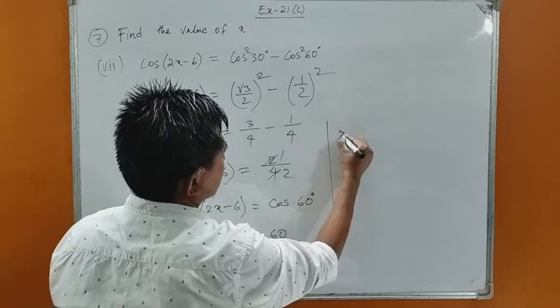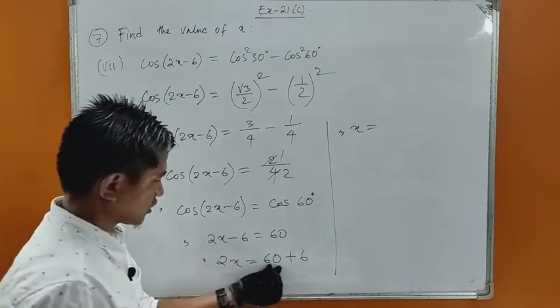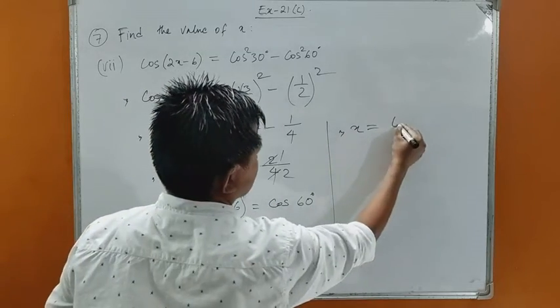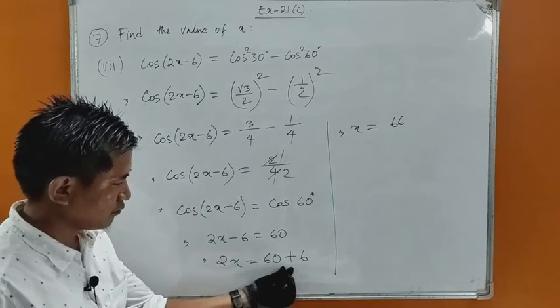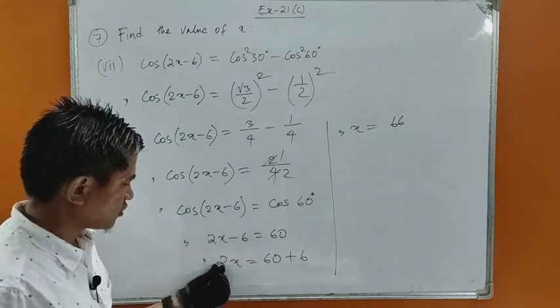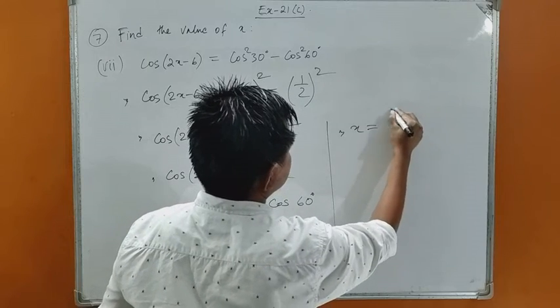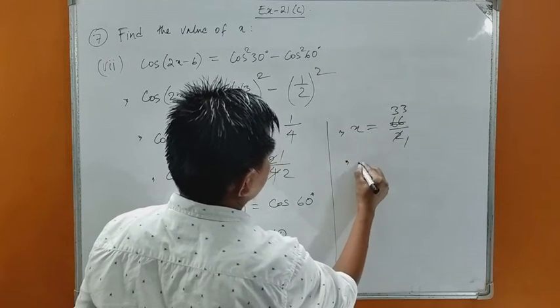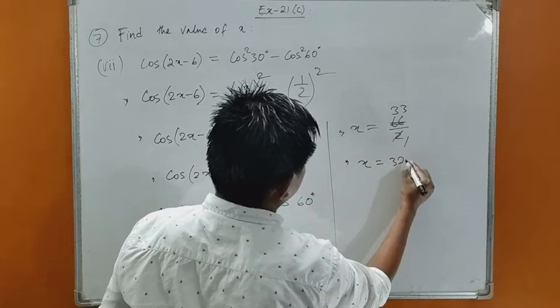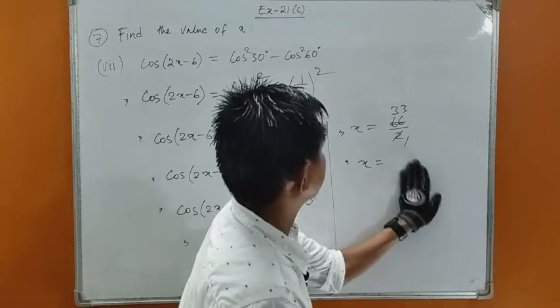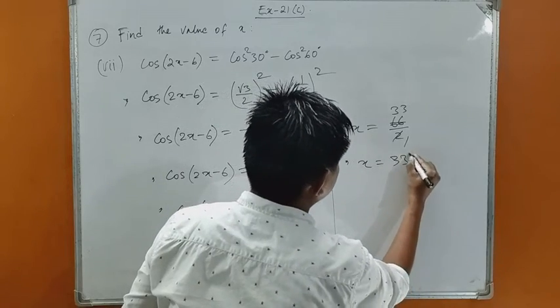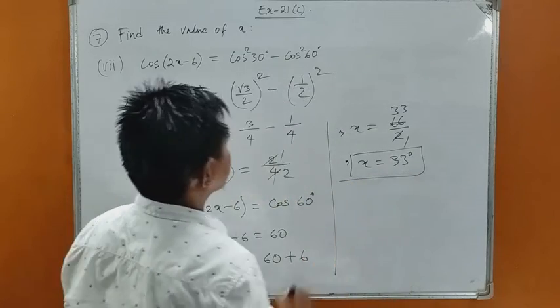Let me continue here. Or x equals, 2x equals 60 plus 6 is 66, isn't it? 60 plus 6 is 66. This 2 goes to the denominator. 2 1s are 2, 2 3s are 6, 2 3s are 6. Or x equals 33 degrees. Okay, let me write properly. Okay, 33 degrees. So this is the value for x.